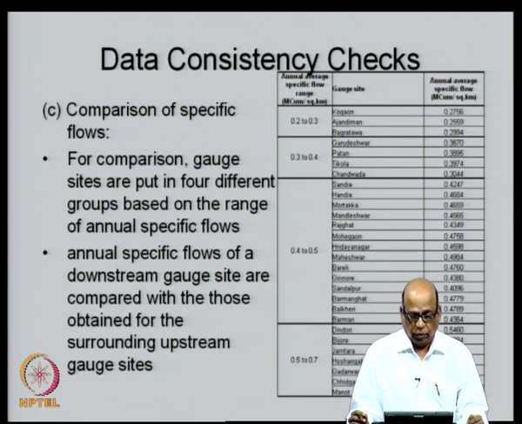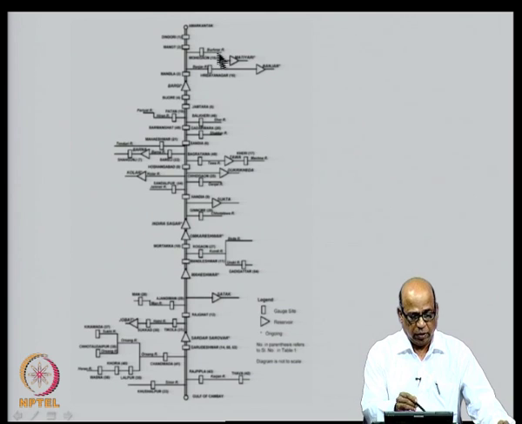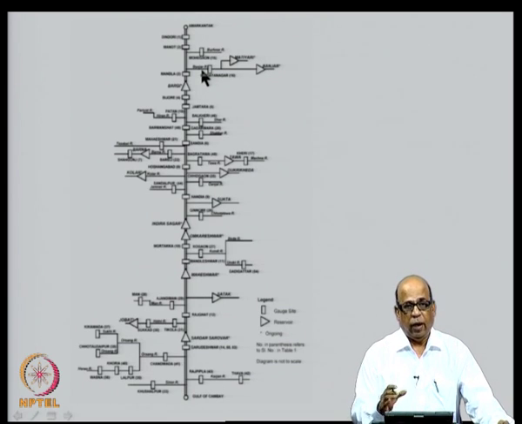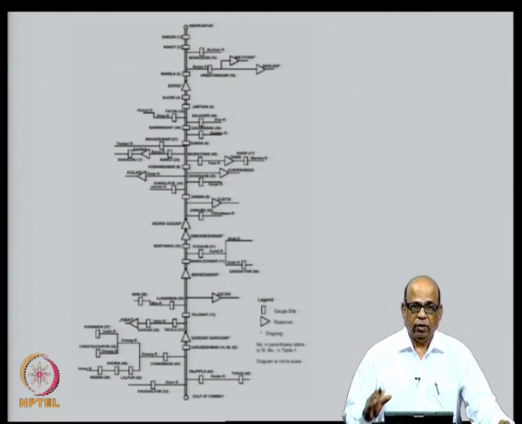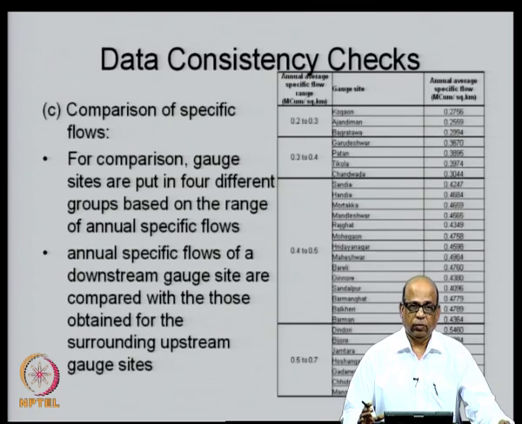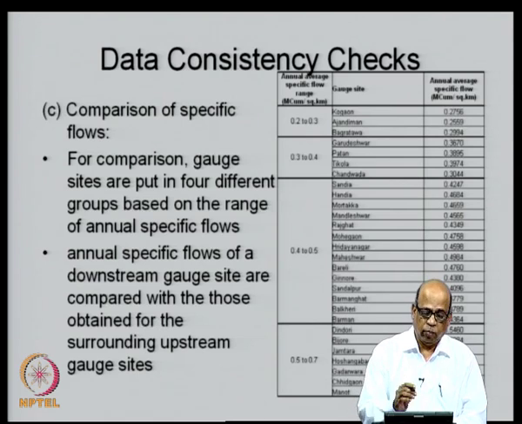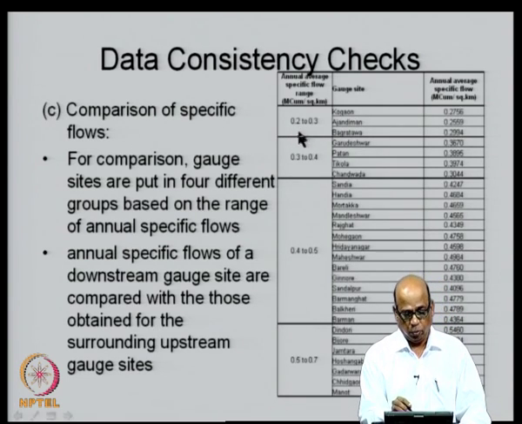Then we come to the specific flows. We compute the average annual specific flow. So, at each of these locations I have shown in the last lecture the catchments for each of these gauges are known and the average annual flows are computed. You simply compute based on these 2 values the specific flows. When you compute the specific flows, we typically classify the specific flow into 3 or 4 classes. There are certain stations which have a specific flow of 0.2 to 0.3, then certain other stations between 0.3 and 0.4, 0.4 and 0.5 and so on.